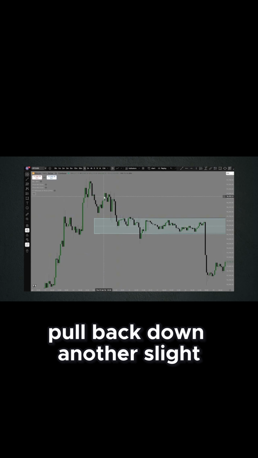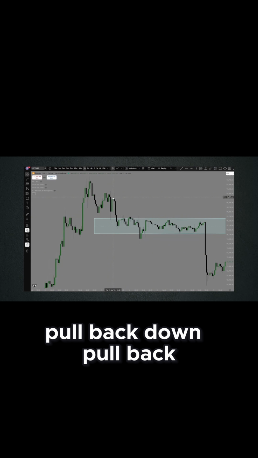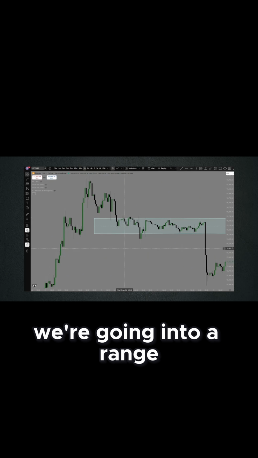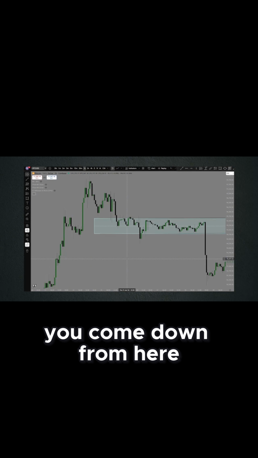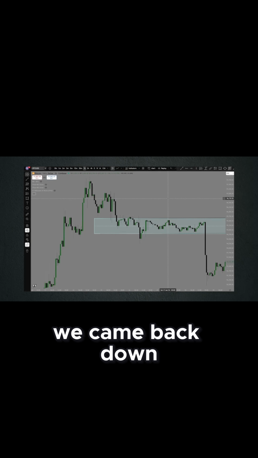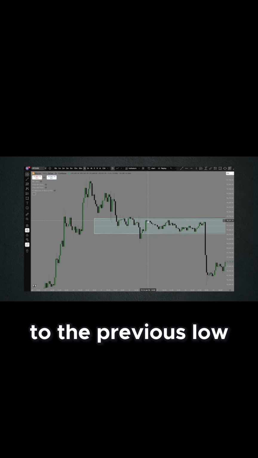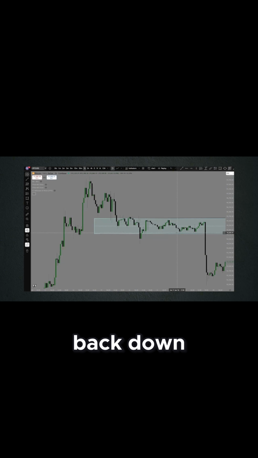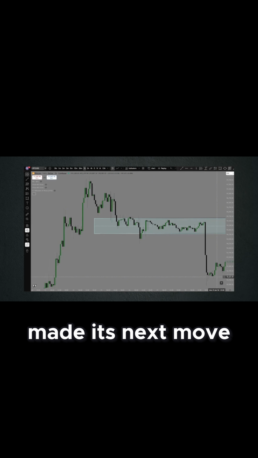Downtrend, slight pullback. Down, another slight pullback. Down, pullback. And then we reach the previous point. That's your early sign we're going to a range. We come down from here, you can look to trade back up to the top. We came back down to the previous low, came back up again to the previous high, back down to the previous low, back up to the previous high. So we went on until price made its next move.